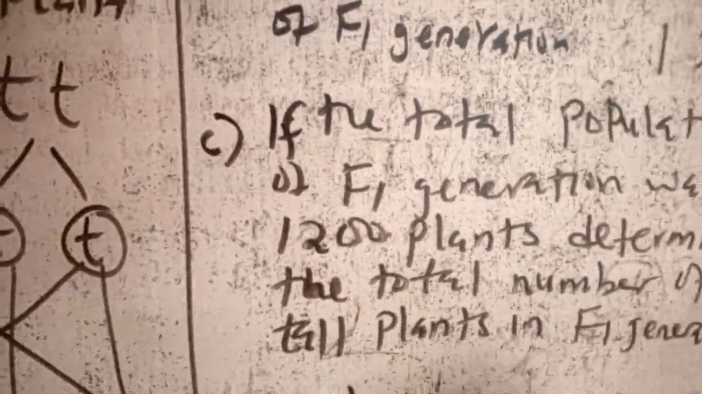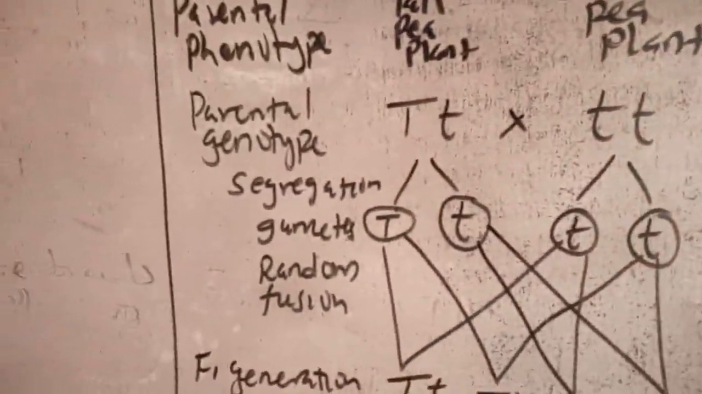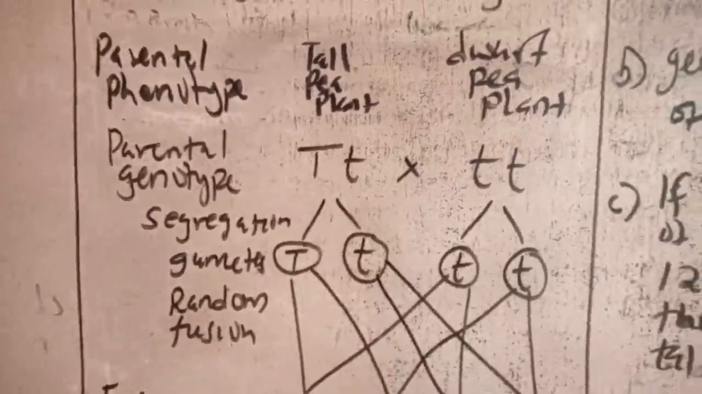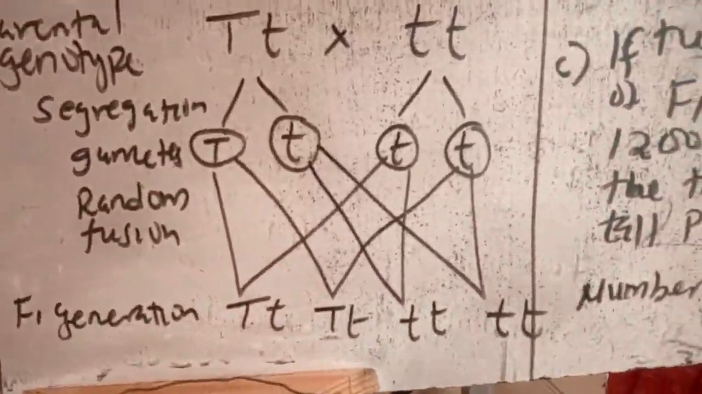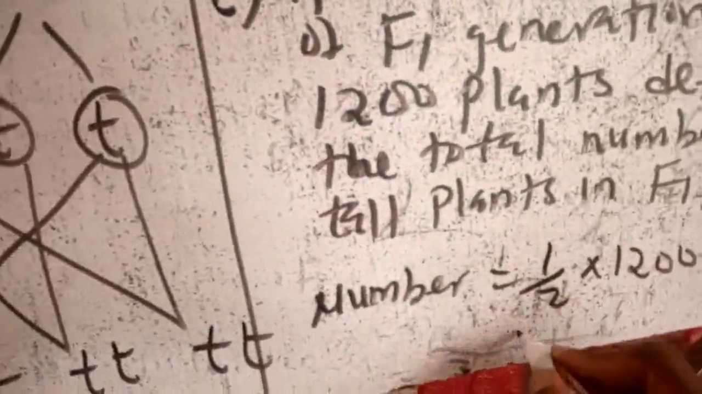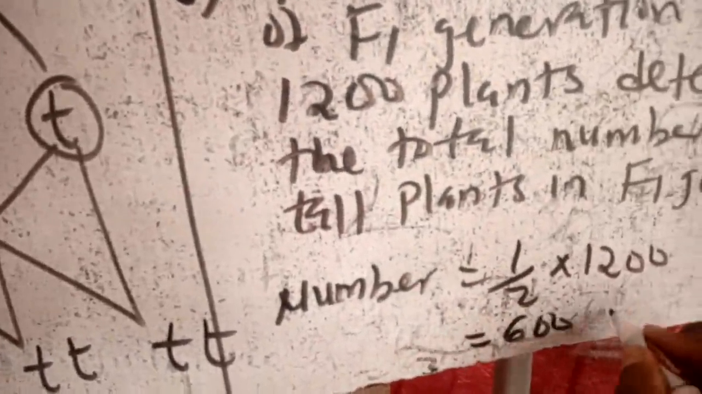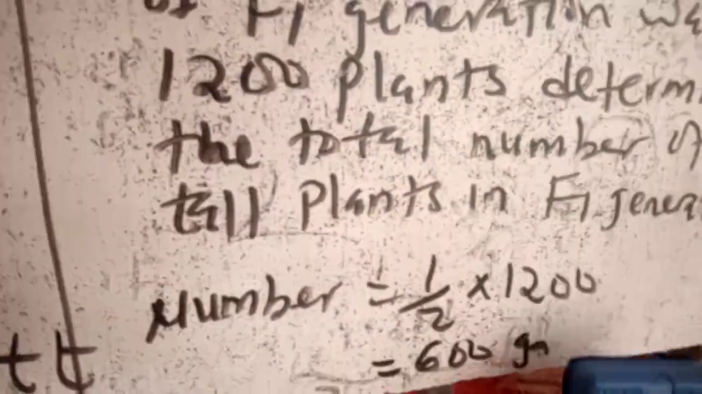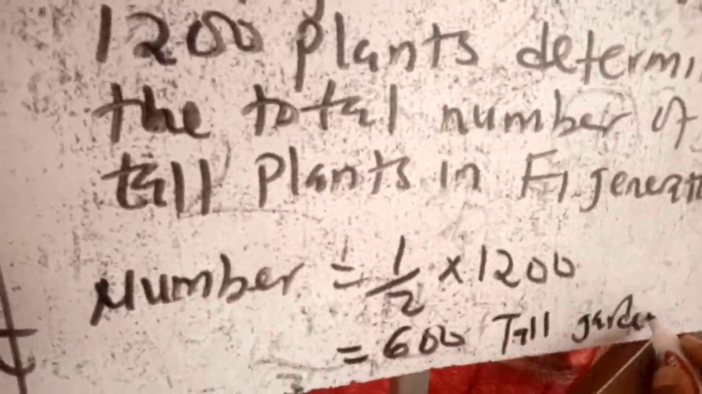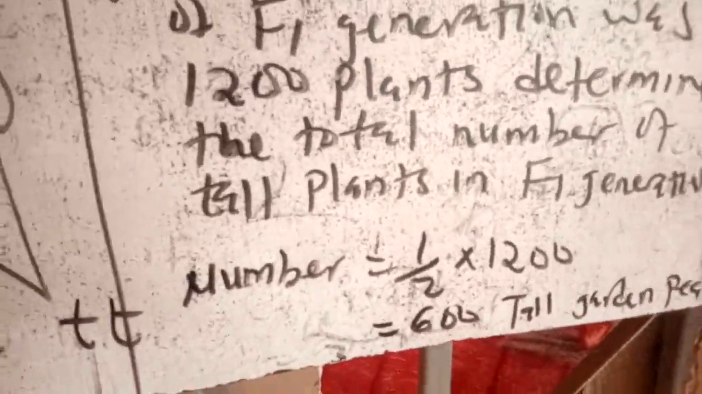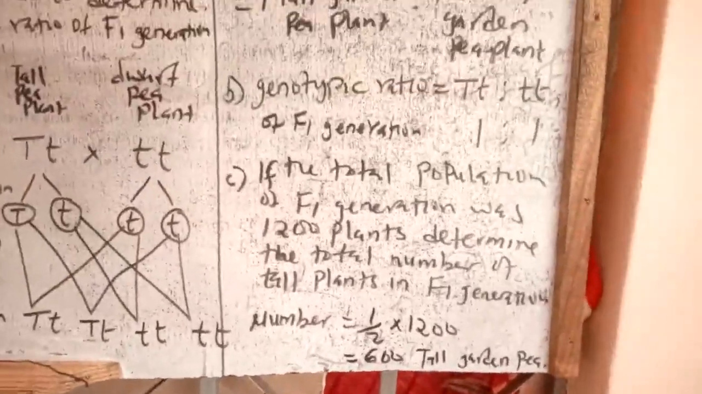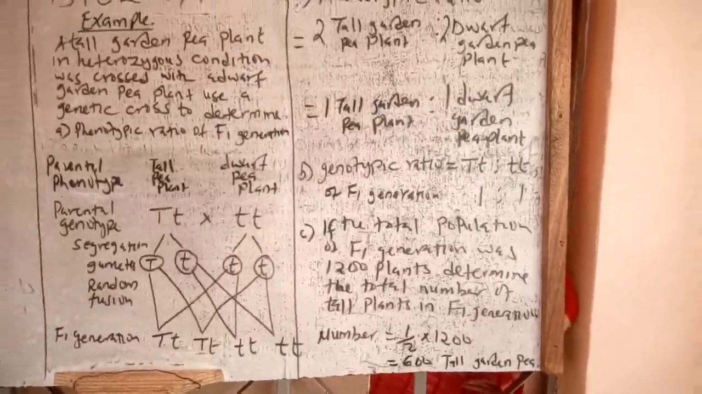So the number is equal to the population times the probability. You get the probability of tallness supposed to be a half, because half of the plants are tall and half of the plants in F1 generation are dwarf, and therefore it is supposed to be a half. You multiply by 1200, and therefore you are supposed to get 600 tall garden pea plants. That is the answer. And therefore, as far as that question is concerned, you are supposed to have calculated it that way.